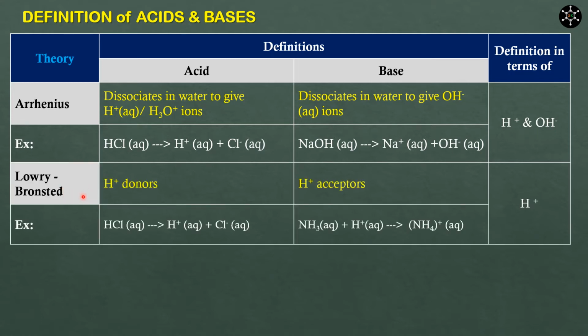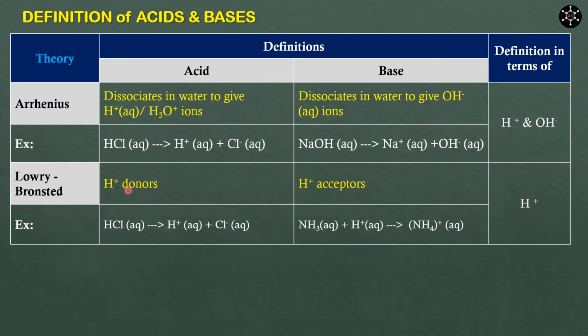Second theory is Lowry-Bronsted theory. According to this theory, acids are H+ donors. Example, HCl when put into water donates H+ ions, so HCl is a Bronsted acid. Observe, all Bronsted acids are Arrhenius acids and vice versa because definition remains more or less same in both the theories for acids.